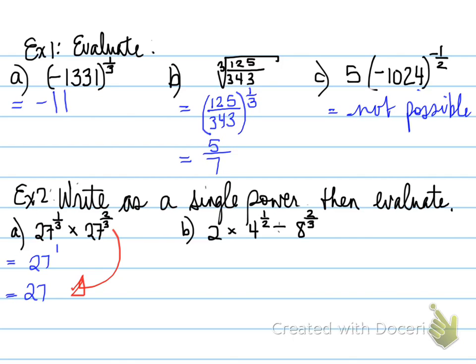Now for this one, we have different bases, and we can't do any of the laws for exponents until we actually convert these to the same base. So 2 will be 2. 4 will now become 2 to the power of 2, and you raise that to the half, because that was the original half that was there. And then we're going to divide by 2 to the power of 3, all raised to the power of 2/3.